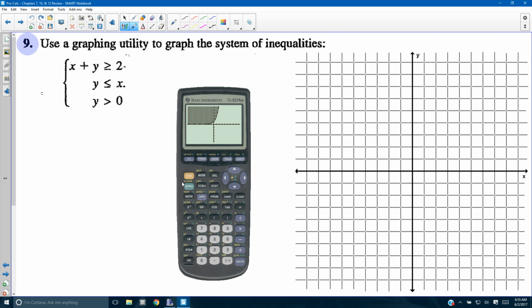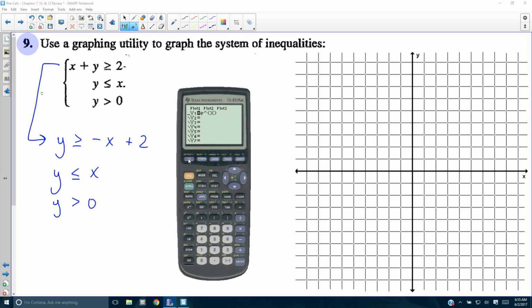All right, let's get the calculator out of the way for just, well, actually, I can leave it there. So x plus y is greater than or equal to 2 here. Let's get y by itself. Remember, the end goal for this stuff is to get these into y equals equations so we can use it for our calculator. Negative x plus 2 there. And then we have y is less than or equal to x. And then y is greater than 0. Okay, so here we go.